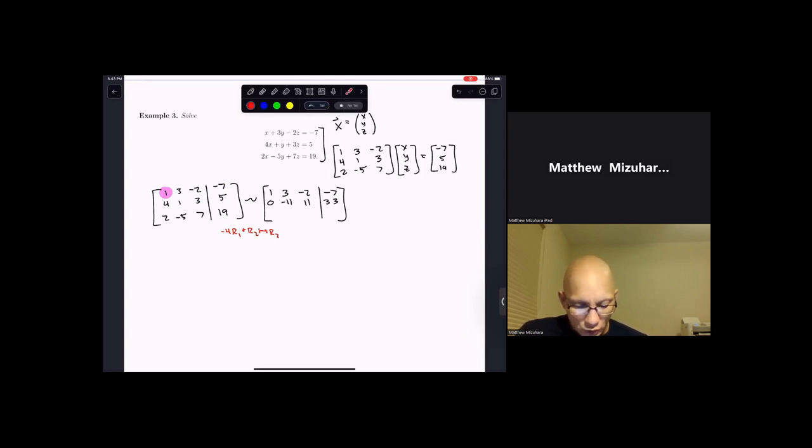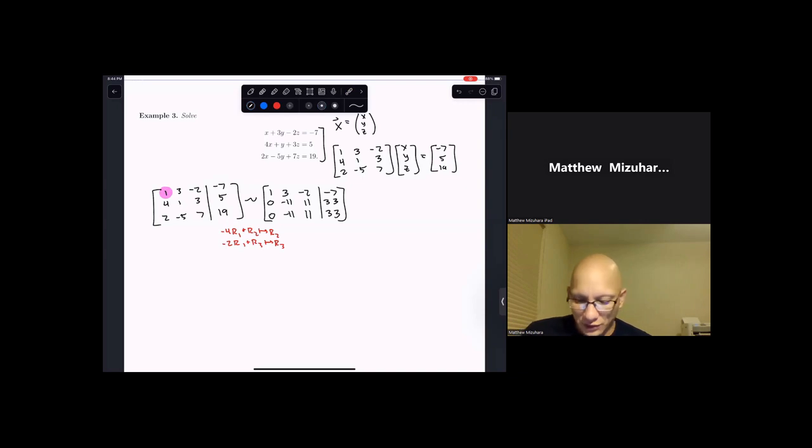Let's zero out the 2 below as well. To get rid of that 2, I'm going to do -2 times row 1 plus row 3, replacing row 3. So -2 times 1 is -2, plus 2 is 0. Then -6 minus 5 is -11. Then 4 plus 7 is 11. And then 14 plus 19 is 33.